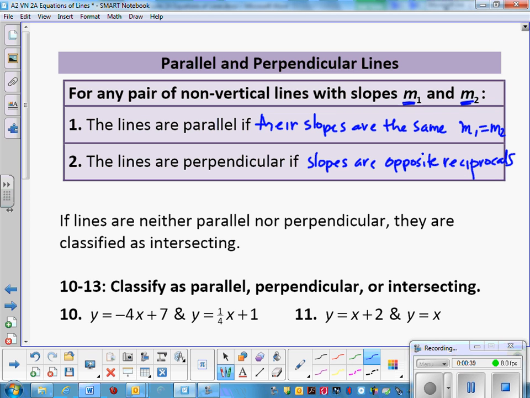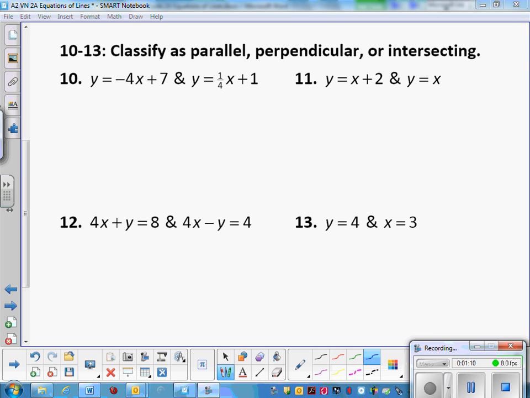So for example, if you had an m of 2/3, so that'd be our m sub 1, and m sub 2 of a negative 3/2, those are negative reciprocals. When that happens, m sub 1 times m sub 2 will multiply to be negative 1. If lines are neither parallel nor perpendicular, we'll say that they're classified as intersecting. Okay, so let's give this a try and see if we can look at these equations of lines and decide, are they parallel, perpendicular, or intersecting.